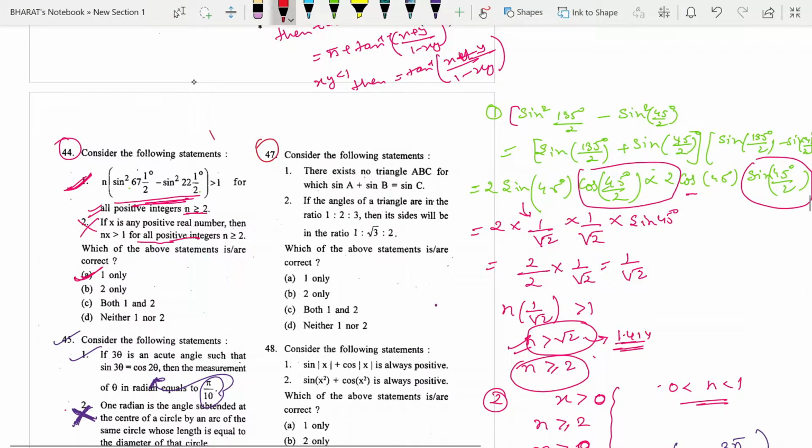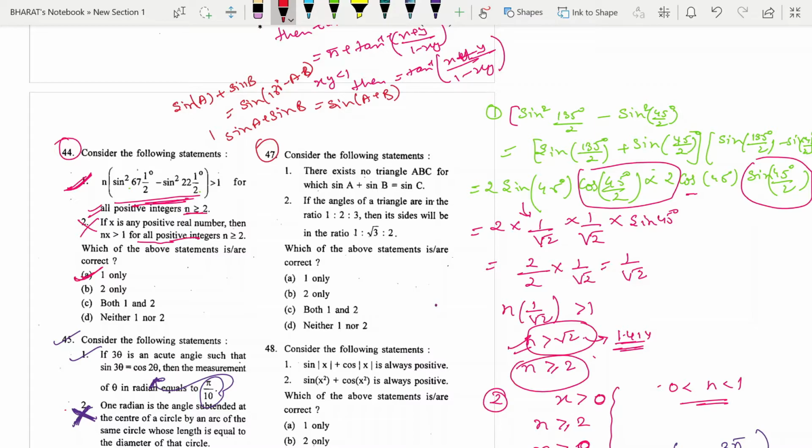Let's do it. Question number 47 says that sin A plus sin B should be equal to sin C. Let's take that it can happen. If we make that happen, then we should get a solution also. Sin C can be written as sin of 180 degrees minus A minus B, which is sin of A plus B. So sin A plus sin B is equal to sin of A plus B.